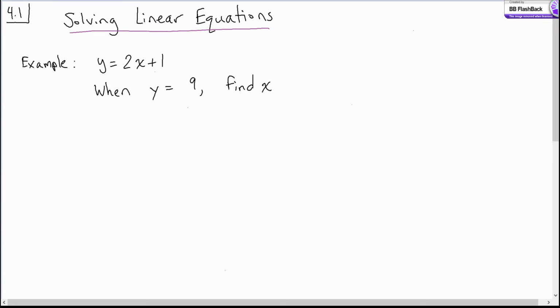It is very helpful when we're working with lines to solve for certain values. So here's an example. y is equal to 2x plus 1. When y is equal to 9, find x. How can we solve this? Well, we're going to look at 3 different ways to solve it. The first way is using a table of values.